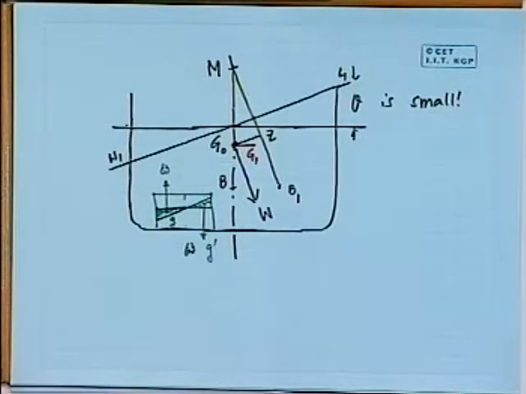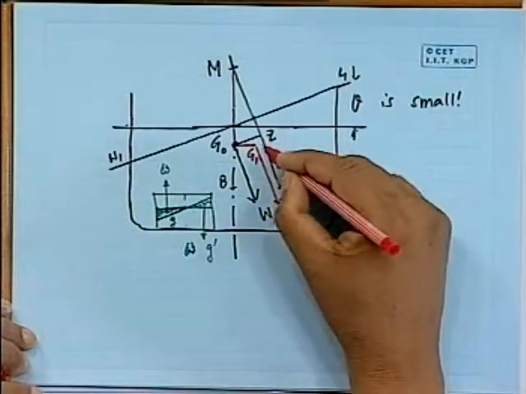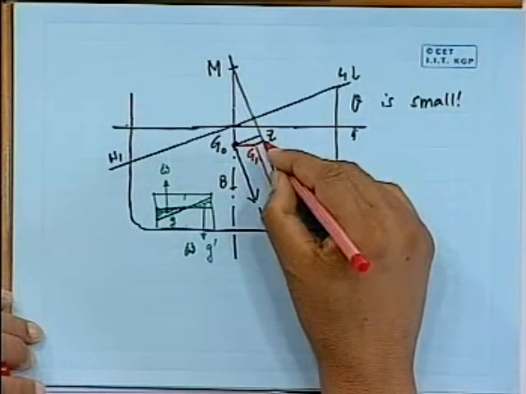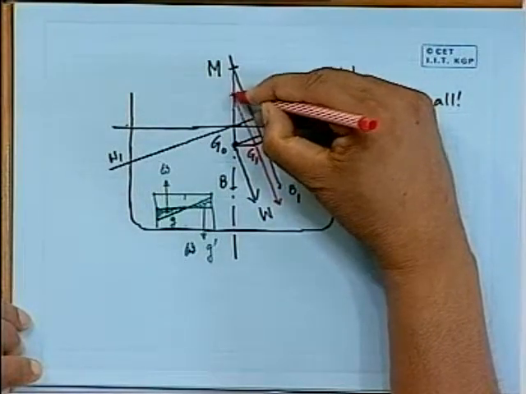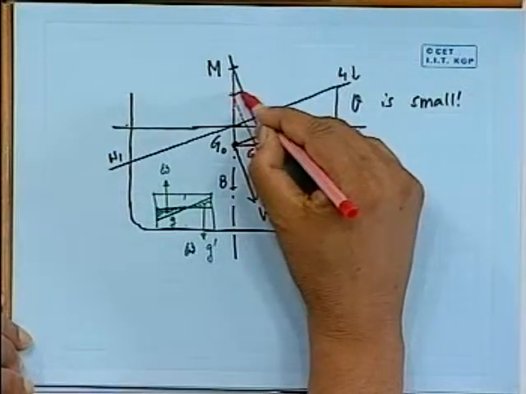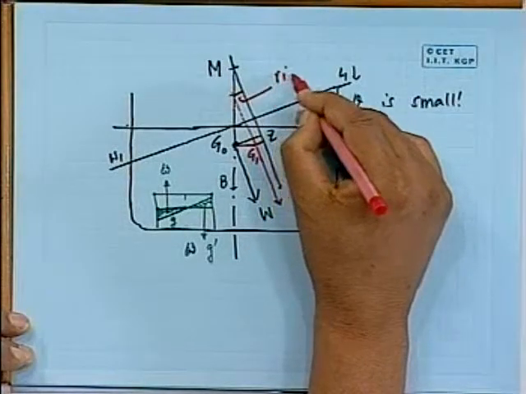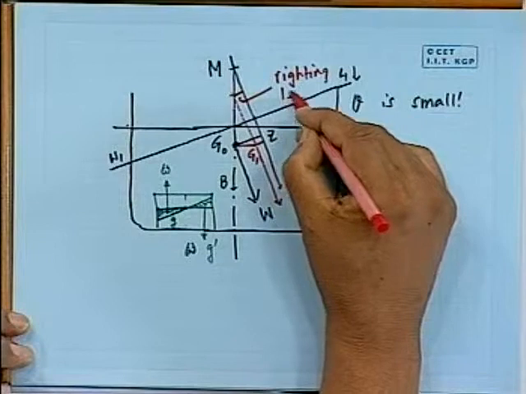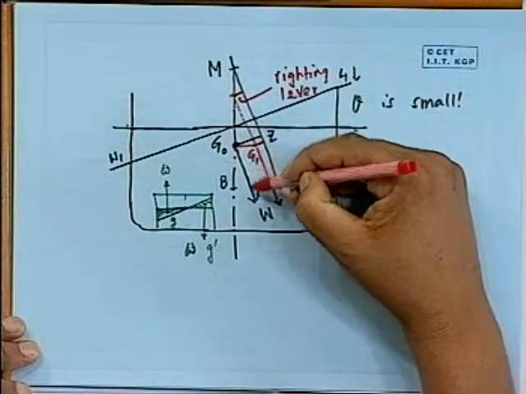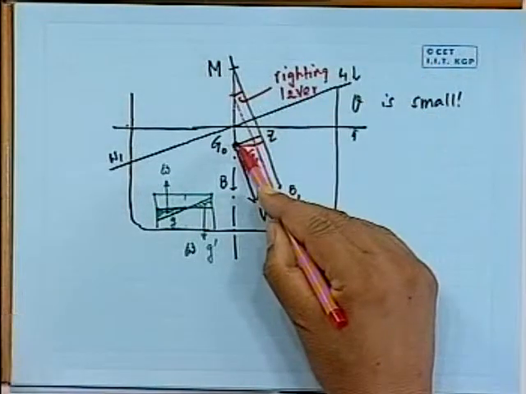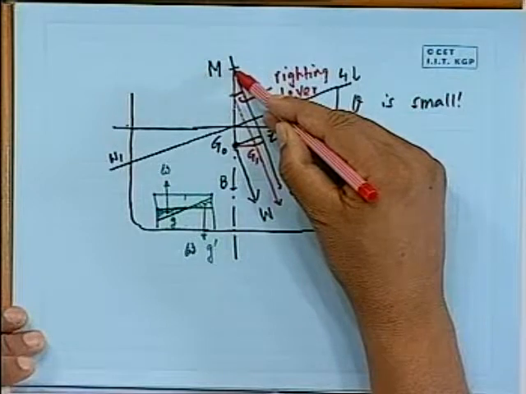Now our question is, how much is GG1? G has shifted here, so the force now acts through this, and my righting lever is now only this much. I will come back to that. Earlier, G was here, so the force was acting through this, buoyancy was acting up through this, and the righting lever was GM sine theta, or GM into theta.